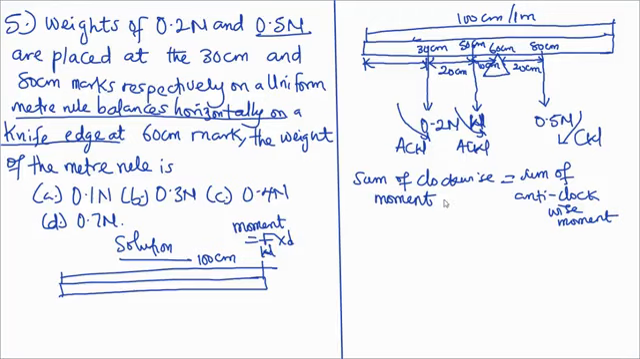Now, we are talking of clockwise. Our clockwise is here, right? So our clockwise here is what? The moment of our clockwise is 0.5 times what? 20. So it will now be 0.5 times 20.